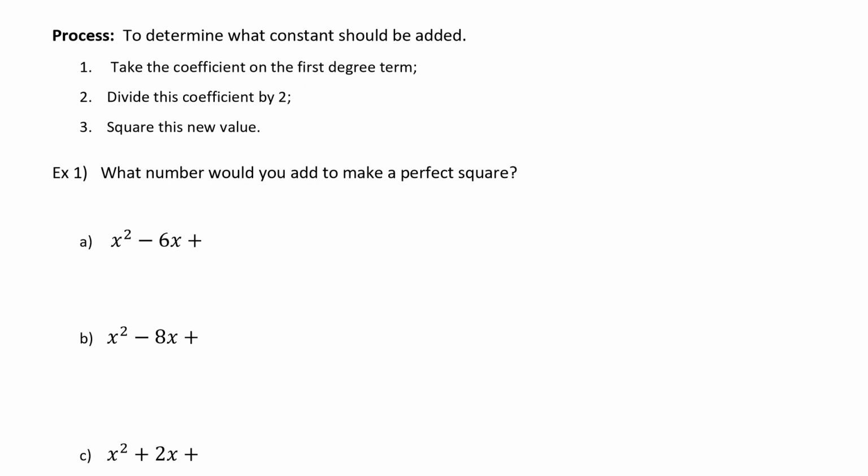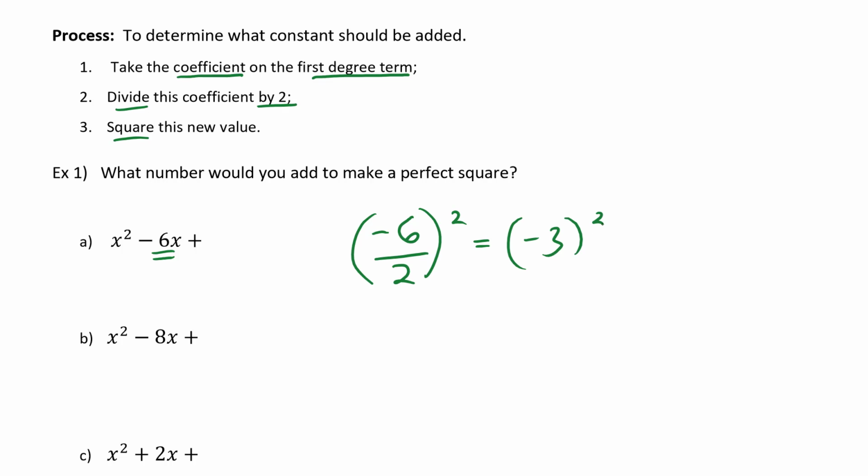So to determine what constant should be added, and you're always going to add it, let's examine the steps to find out the coefficient we need to add to make these all perfect square trinomials. Step number 1, we take the coefficient on the first degree term. So let's look at 1a. We're taking the coefficient on the first degree term. We then divide this by 2. We then square this value. Negative 6 divided by 2, negative 3, and squared is equal to 9. So this will be 9.